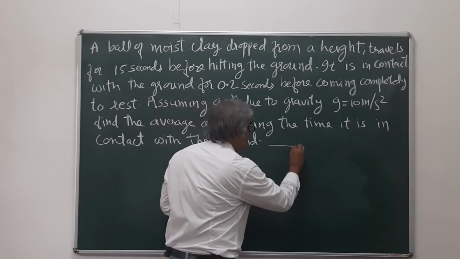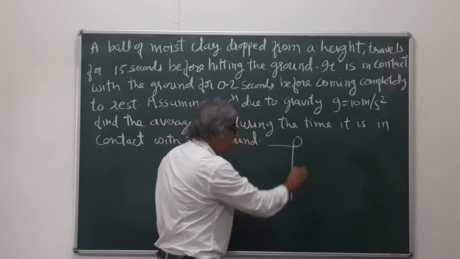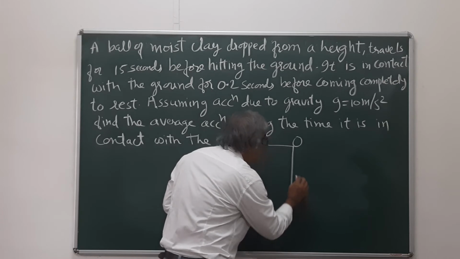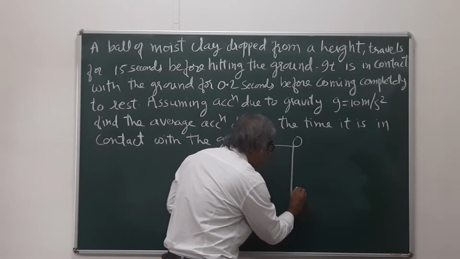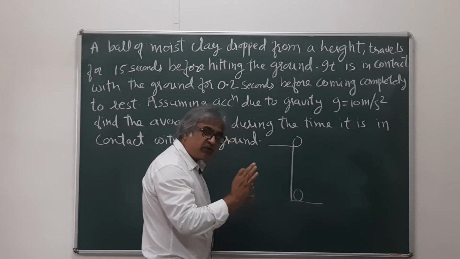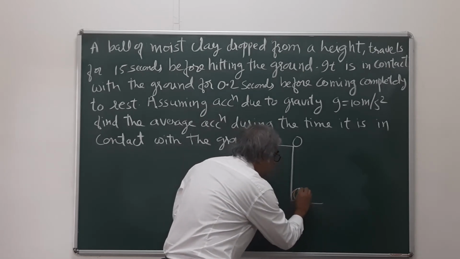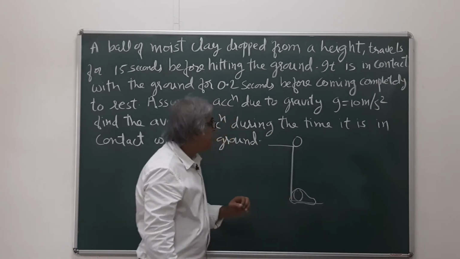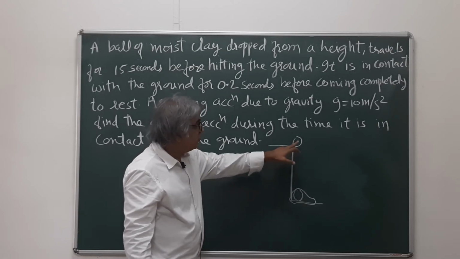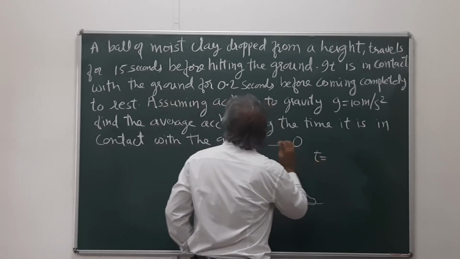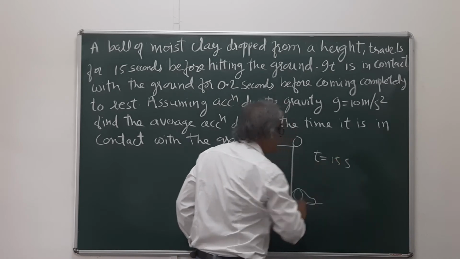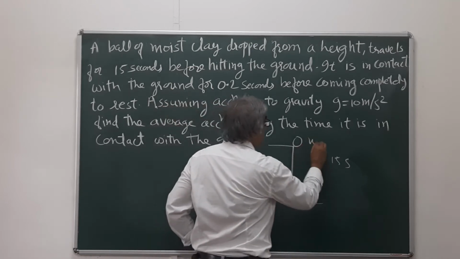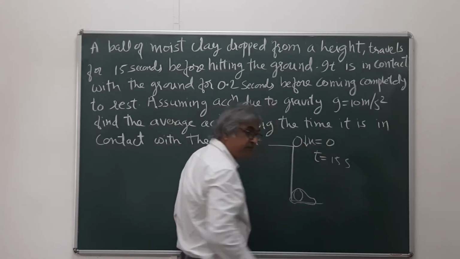Let's say this is the height from which the clay ball is thrown. Suppose the clay ball comes here and reaches the ground, but it takes a certain time to settle. After settling, it's going to settle like this. So it reaches and then it settles. First, let's find out: the time taken is 15 seconds, and it's dropped, so the initial velocity downward is 0.